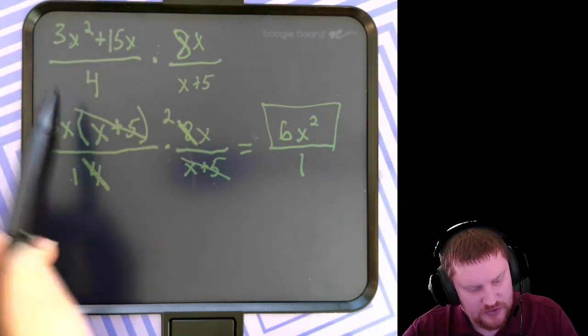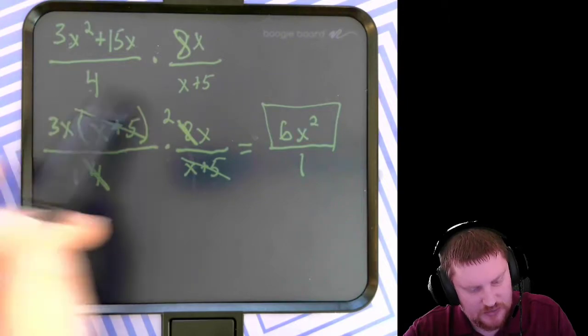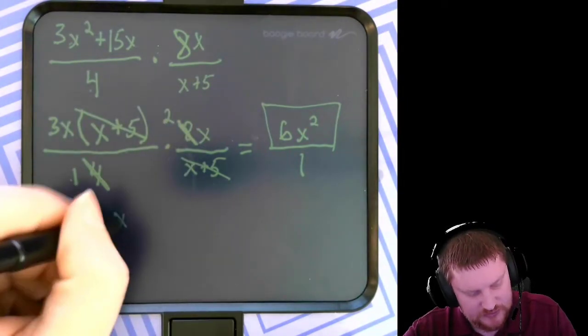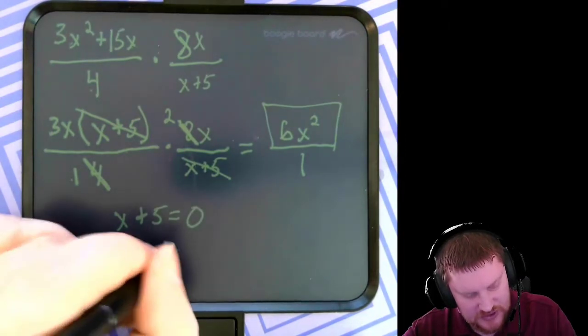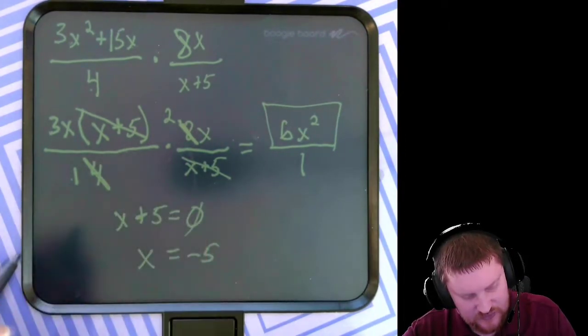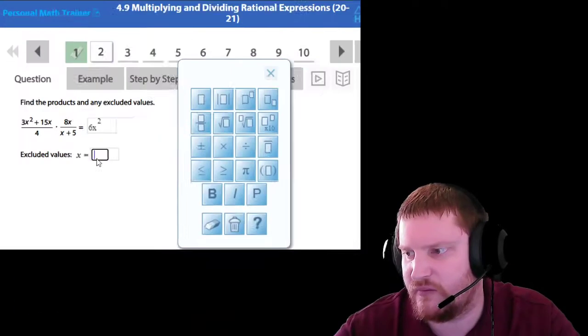For our excluded value, starting back up at the top, there is no x in the denominator here, so we have x plus 5 equals 0, meaning x equals negative 5. So our only excluded value is x equals negative 5.